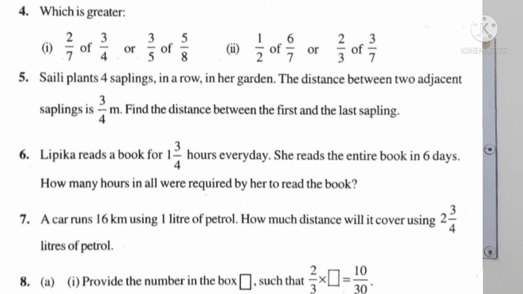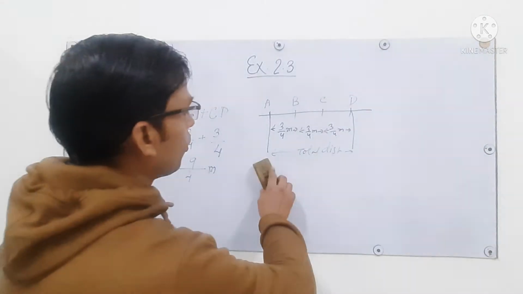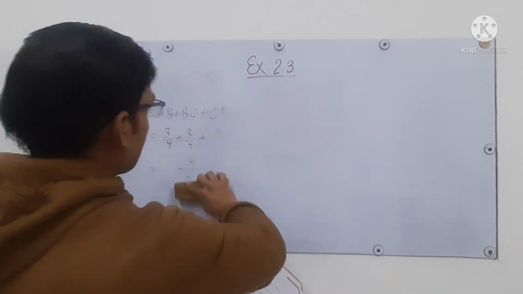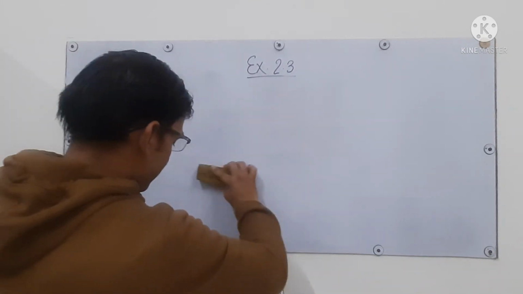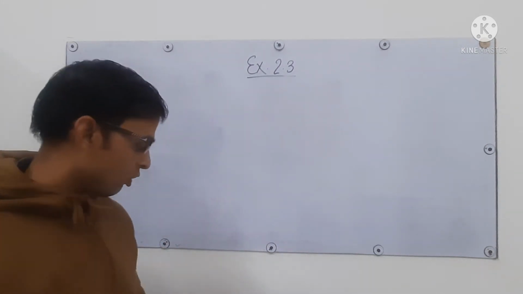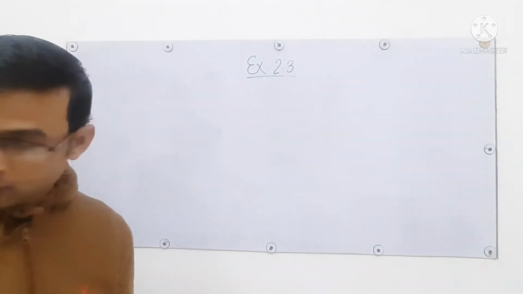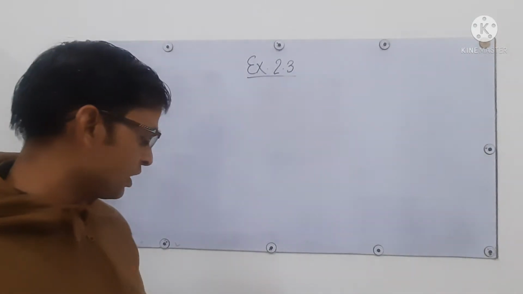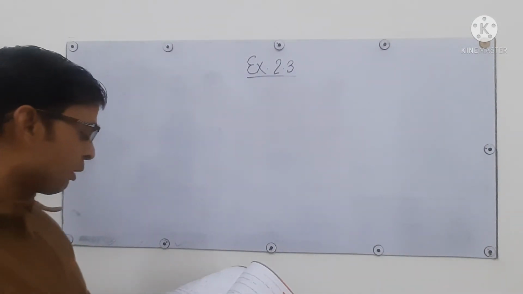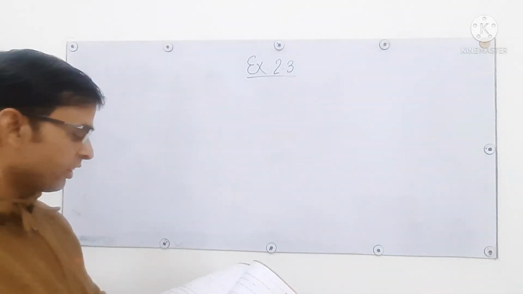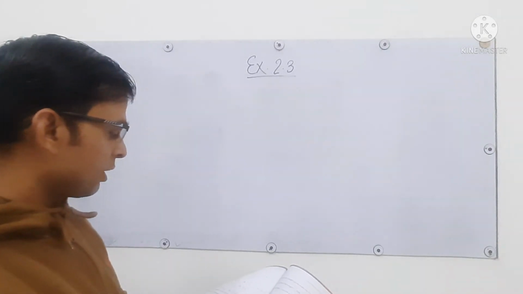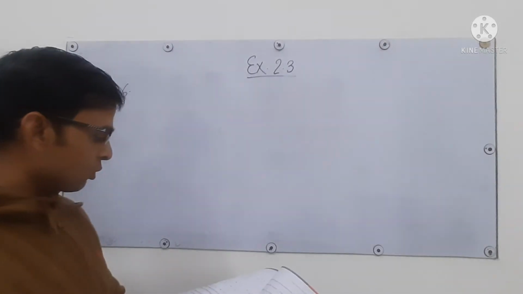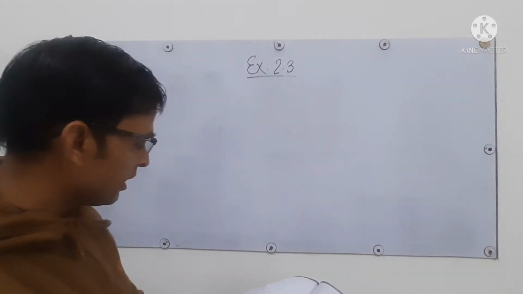Question number 6 is: Lipika reads a book for 3/4 hours every day. She reads the entire book in 6 days. How many hours in all were required by her to read the book? Okay, so here we have to find how many hours she used to take to read a complete book, and she just read 3/4 hours every day. So it is also a very easy question. So how we have to solve, you can just see here.